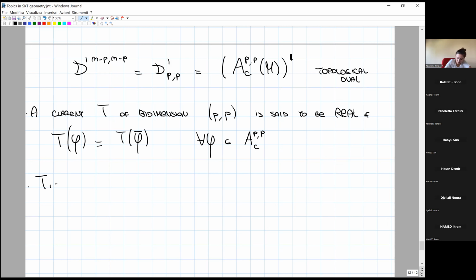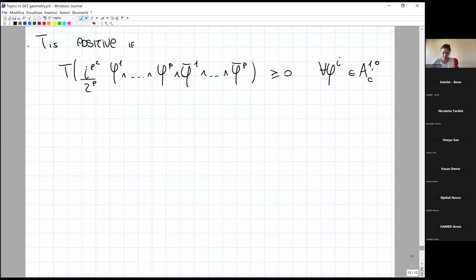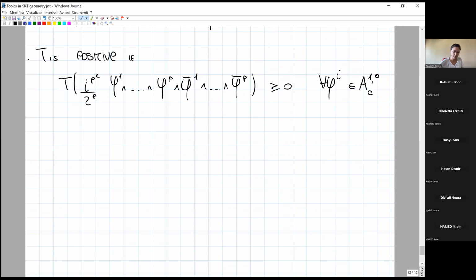And T is positive if T of, let's say, i to the power (p squared) over 2, phi 1 wedge phi p wedge phi bar 1 wedge phi bar p is non-negative for every phi i. So these are forms of bidegree (1,0) with compact support. So a current is positive if it satisfies this condition. I will not stress much on this condition of positivity, but if you're interested, you can have the reference, the book of Demailly. That is a good reference.